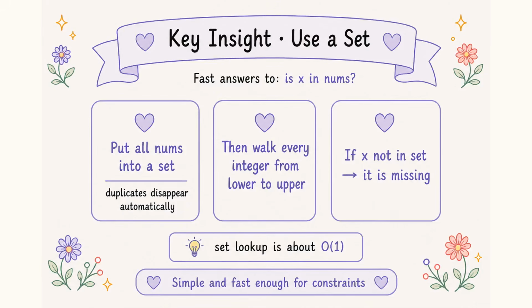Key insight. Put all nums into a set. Then asking, is x in nums, becomes very fast. Walk every integer from lower to upper. If x is not in the set, it is missing. A set also removes duplicates automatically. This is simple and fast enough for the constraints.